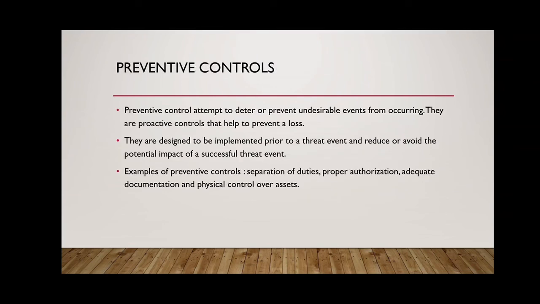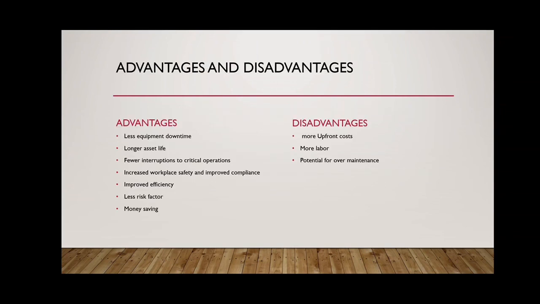Preventive controls. Preventive controls attempt to deter or prevent undesirable events from occurring. They are proactive controls that help to prevent a loss. They are designed to be implemented prior to a threat event and reduce or avoid the potential impact of a successful threat event. Examples of preventive controls: separation of duties, proper authorization, adequate documentation, and physical control over assets.